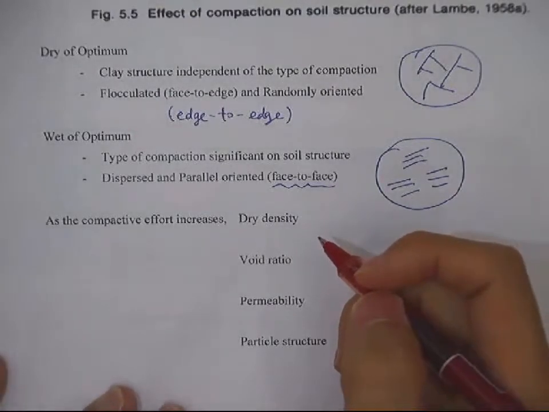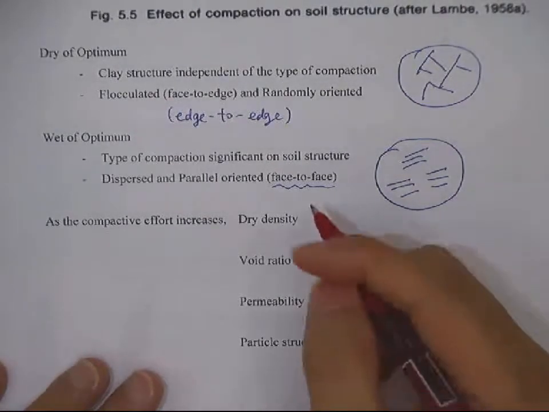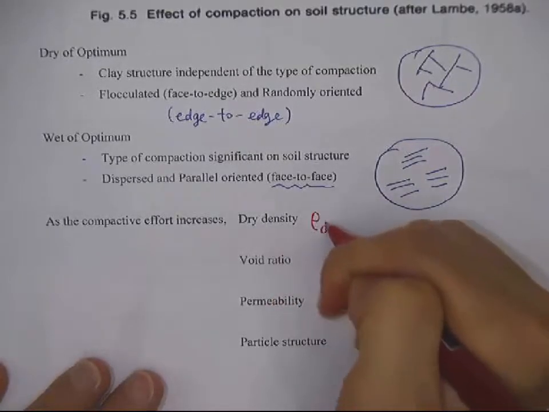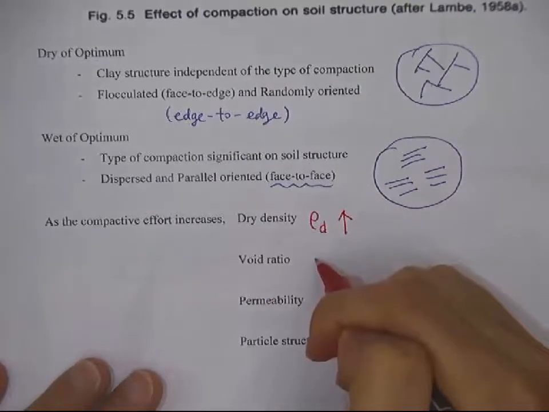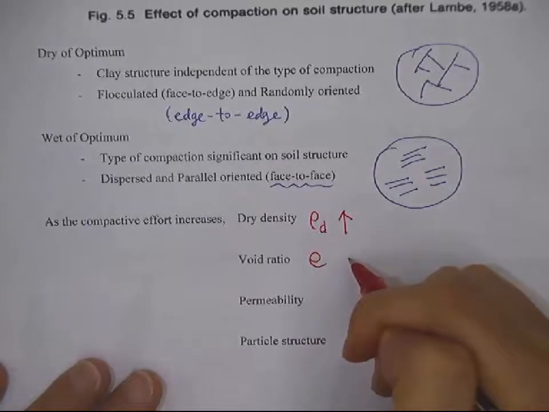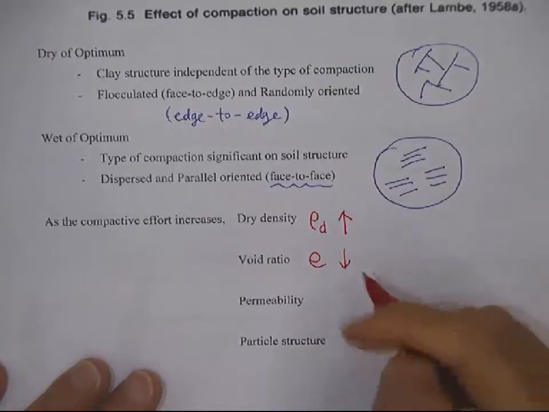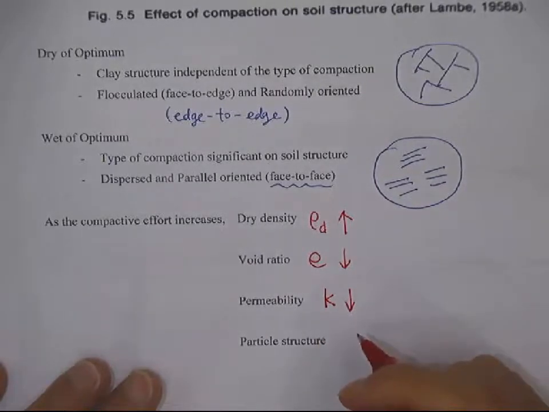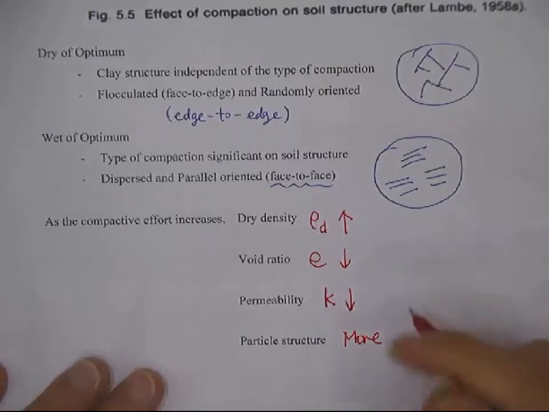And as the compactive effort increases, what happens to dry density? The dry density increases, void ratio decreases, permeability decreases, and the particle structure is more parallelly oriented.